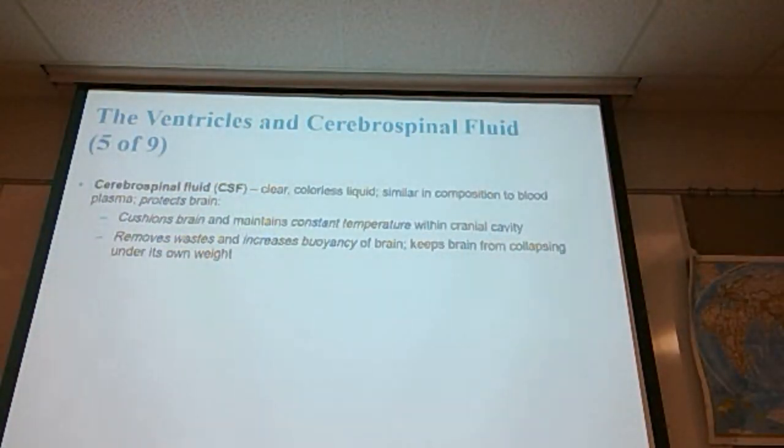Cerebrospinal fluid is a clear, colorless liquid similar in composition to blood plasma. Its job is to protect the brain, to cushion the brain, to help maintain a constant temperature within the cranial cavity. It also plays a role in removing waste and increasing the buoyancy of the brain, and it keeps the brain from collapsing under its own weight.